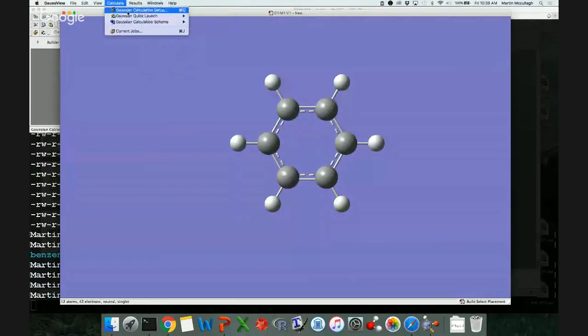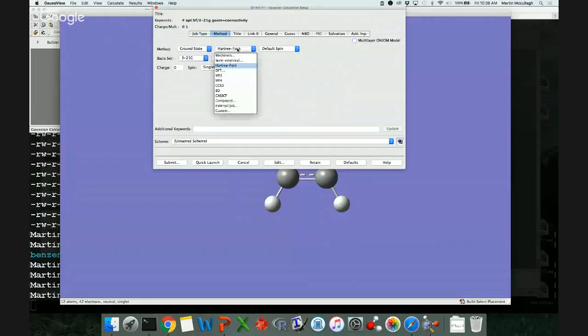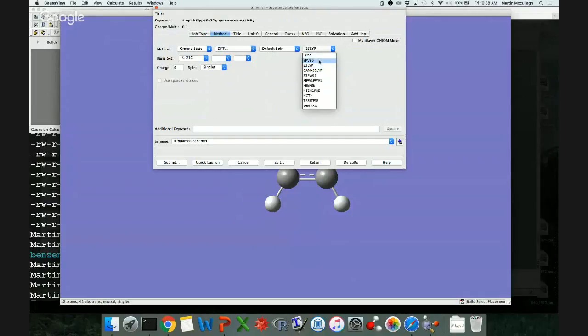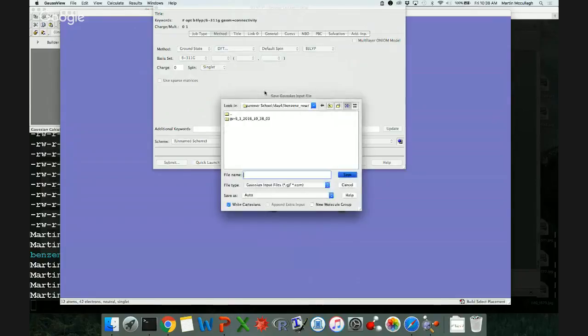Calculate, calculation setup. We're going to first optimize. Remember, that's the first part. Minimize, ground state, DFT, default spin, B3LYP. I'm going to use the 6-311G basis set, and that's pretty much it. Okay, so you hit submit, save.